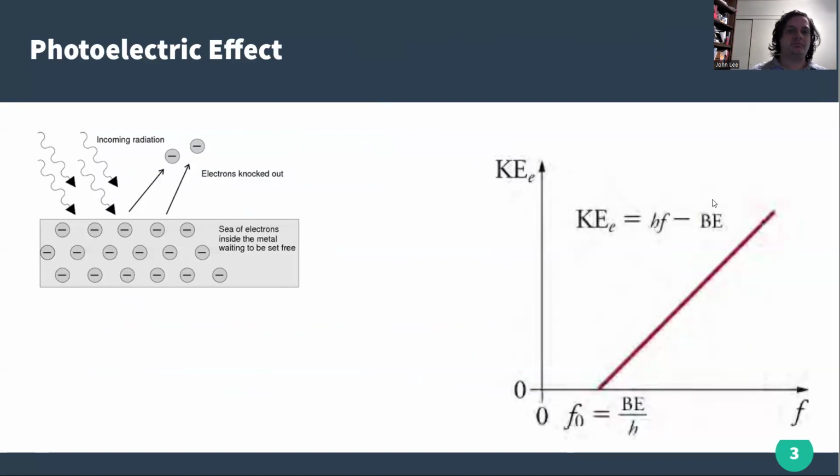So the photoelectric effect was discovered by Einstein. I think this is actually what he got his Nobel Prize for.